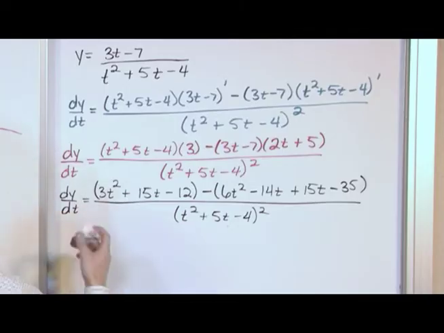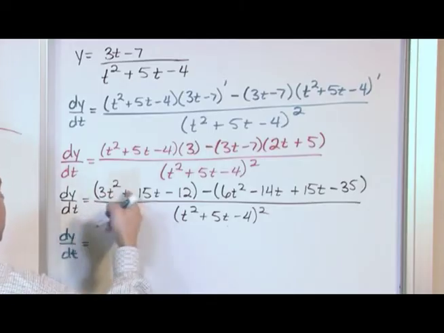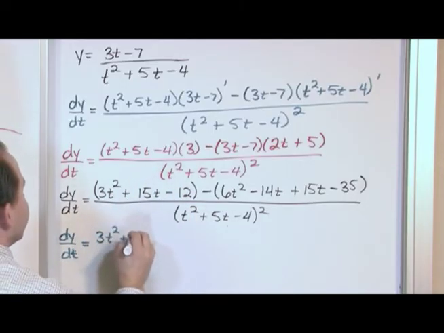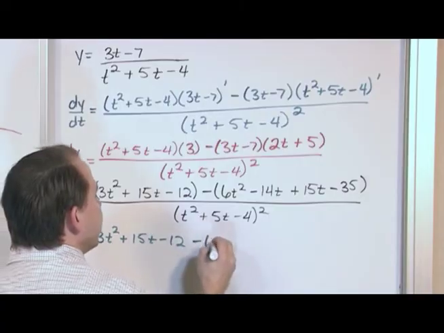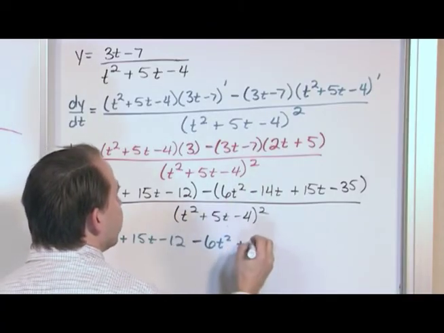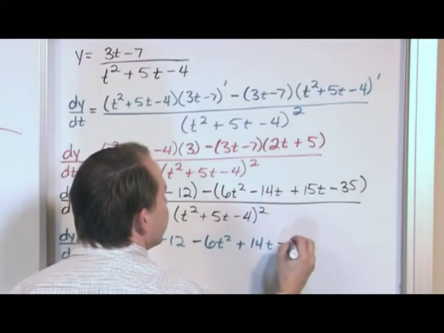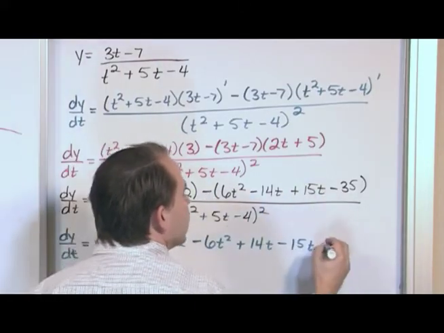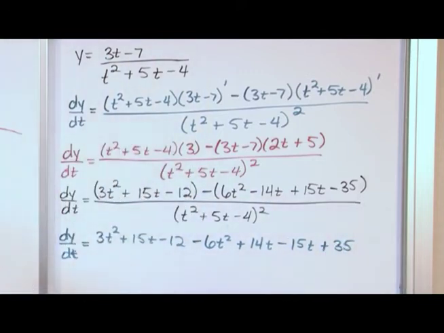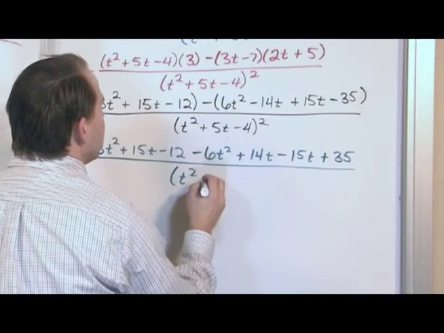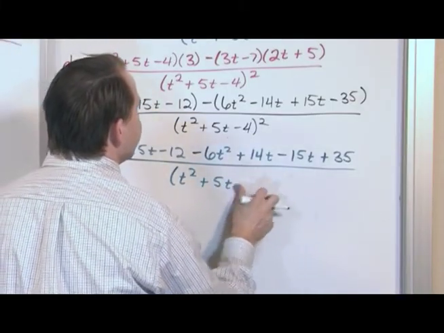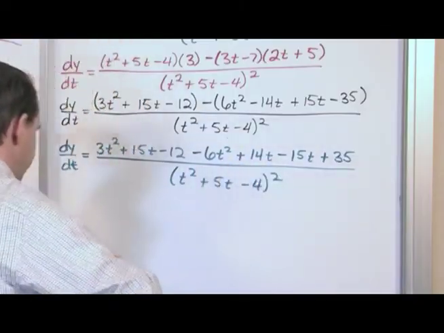All right, so let's continue on. dy/dt is equal to, let's rewrite this, 3t squared plus 15t minus 12. I'm going to take the parentheses off because now I'm going to distribute this negative in. Negative 6t squared. This guy makes a positive 14t. This guy makes a negative 15t. And this guy makes a positive 35. So I'm stripping the parentheses off because now I'm really going to end up adding all this stuff in the next step. And I just want to have those parentheses gone so I can see everything. t squared plus 5t minus 4 squared.